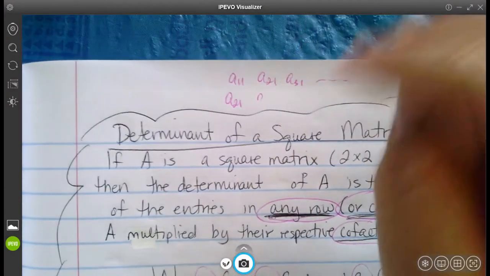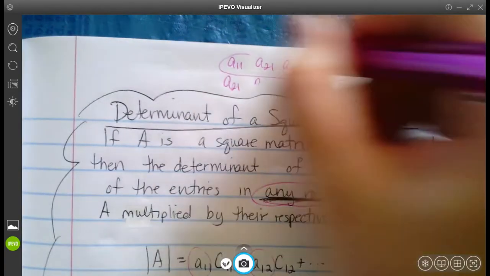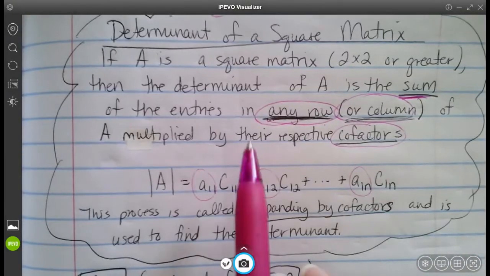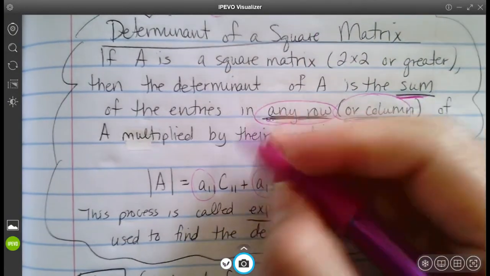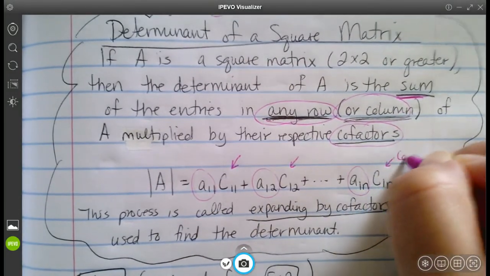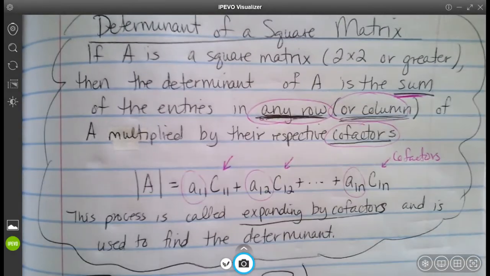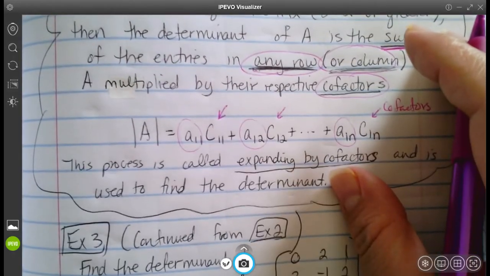In this example, they're using the first row. So we're going to take those entries and multiply them by the cofactors that go with them. All of these are the cofactors that we just found. This process is called expanding by cofactors, and it is used to find the determinant.